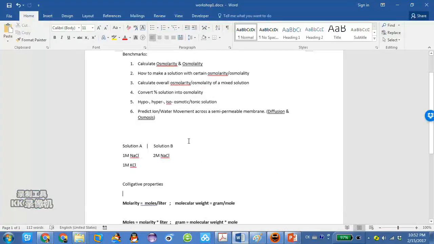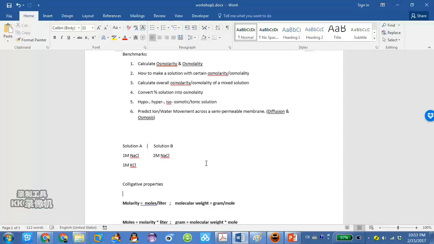So these two solutions, solution A and solution B, they both have an osmolarity of 4 osmolar. So I'll say solution A and solution B are isoosmotic. From the term isoosmotic, the only thing that I can know is there's no osmosis happening between solution A and solution B. But can I say that there's no diffusion since they're isoosmotic? Certainly not, right?